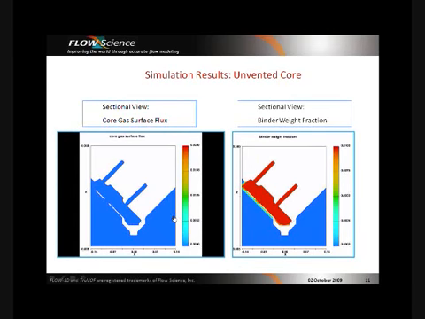This slide shows simulation results for the unvented core. The animations show sectional views of the geometry for this unvented core. On your left-hand side, we have the animation for the core gas surface flux. I'll play this animation now. Dark blue indicates the zero core gas flux, and red indicates the maximum core gas flux on the surface of the core. The vectors are used to indicate the core gas moving within the core.